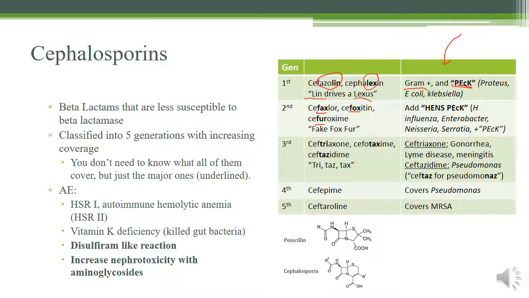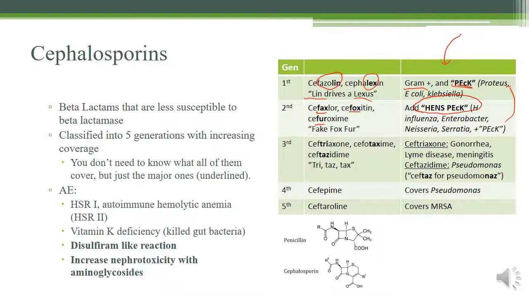And if I really wanted to know the coverage for third generation, I can use the HENS PEcK mnemonic, which is just gram-positives plus the HENS mnemonic: H. influenzae, Enterobacter, Neisseria, Serratia, and then the previous PEcK mnemonic being Proteus, E. coli, and Klebsiella.